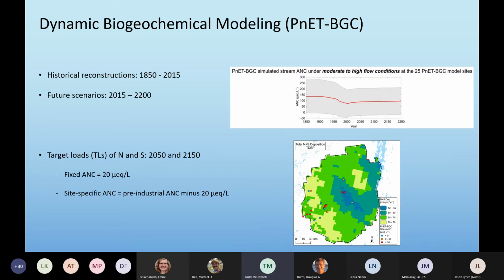In addition to these scenarios, these models can also develop target loads. We developed target loads of N and S deposition with PnET-BGC. The endpoint years we used were 2050 and 2150, and we used two different ANC criteria. We used a fixed ANC, so what would be the deposition to recover all streams, or push all streams, to an ANC of 20. Or we also used a site-specific ANC, which we defined as the pre-industrial ANC minus 20 microequivalents per liter. So the idea about the site-specific ANC was trying to protect the system back to at least close to where it was once prior to the Industrial Revolution.